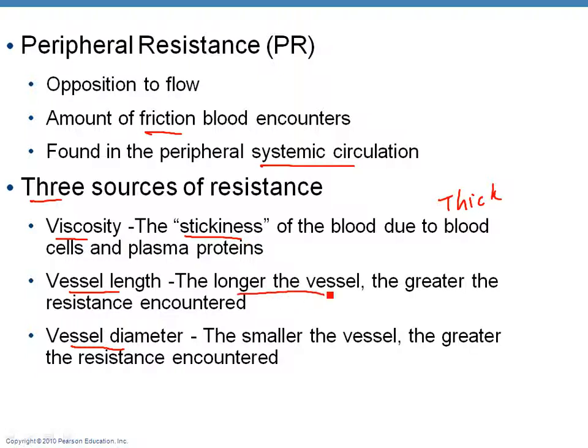The vessel length, how long the vessel is. The longer the vessel, the greater the resistance. And vessel diameter, how big around the vessel is. The smaller the vessel, the greater the resistance. So viscosity, vessel length, and vessel diameter all play a role in controlling peripheral resistance. Now, you can't necessarily change the vessel length, but you can change the vessel diameter, and you can affect the viscosity by changing your blood volume.